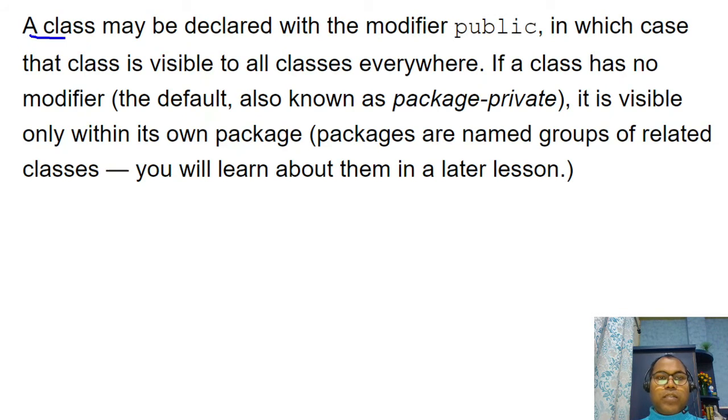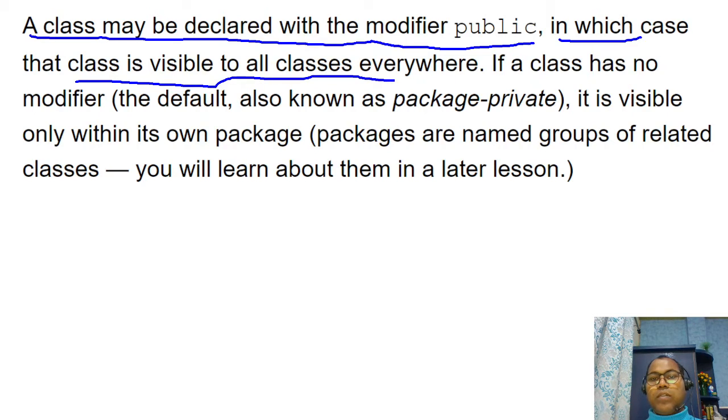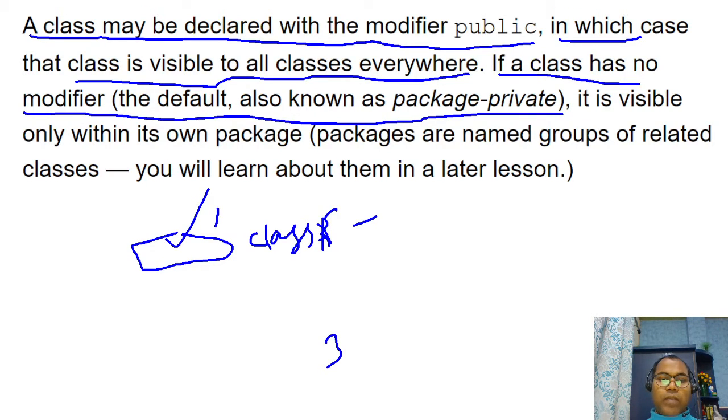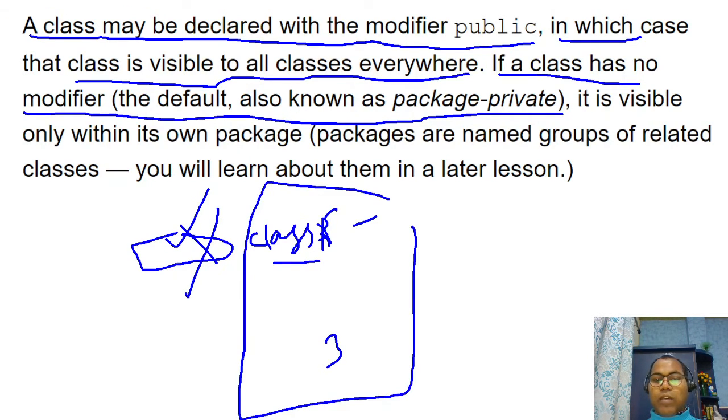If a class is declared with a public modifier, the class is visible to all classes everywhere. So whenever you are writing a class at the top level, you can specify public, which means this class A can be accessed anywhere. If a class has no modifier, it is known as package-private. If you're not specifying any modifier at the class level, this class is only visible inside the particular package.